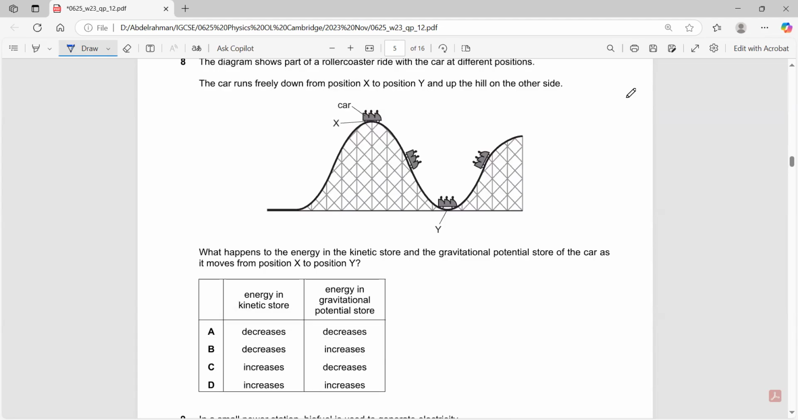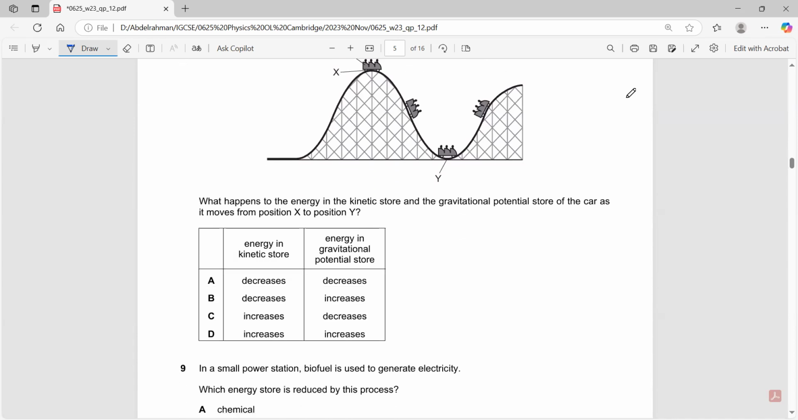We have a car which is moving from X to Y. What is happening to the energy in the kinetic store as it moves from X to Y? What is happening to the kinetic energy, and what is happening to the gravitational potential energy? Kinetic energy is increasing because it's moving downwards. The gravitational potential energy is decreasing because it's moving downwards.